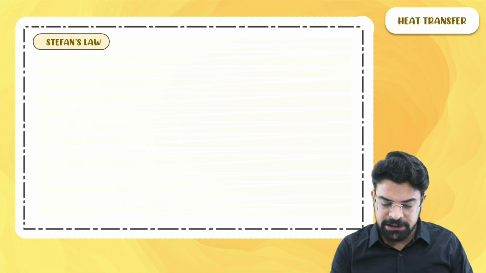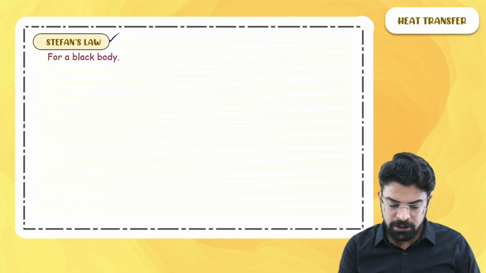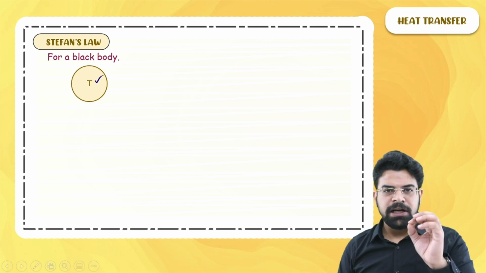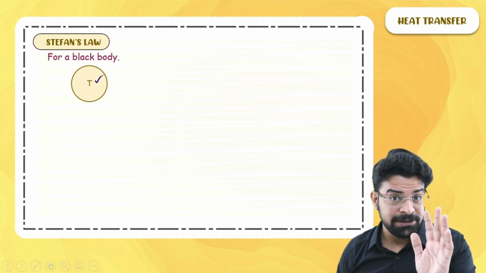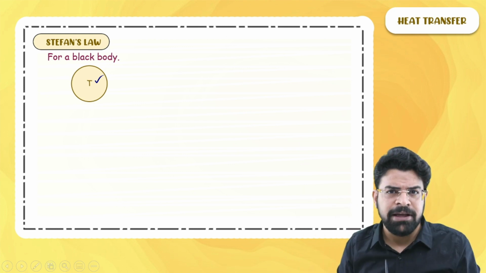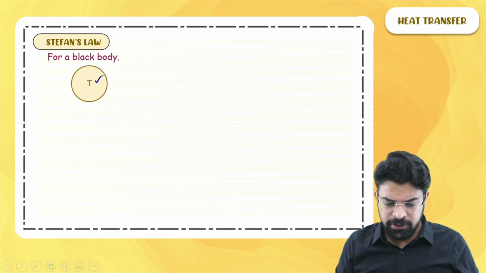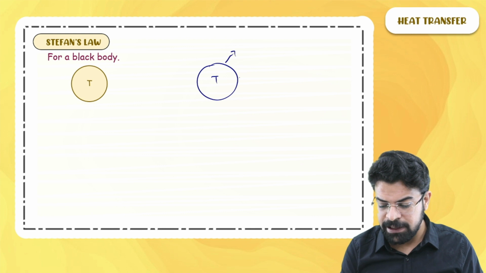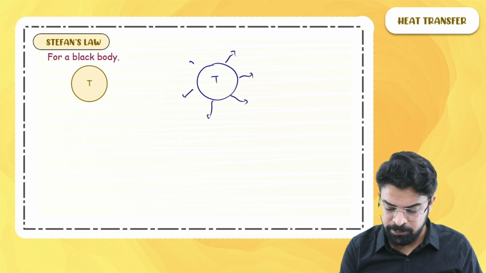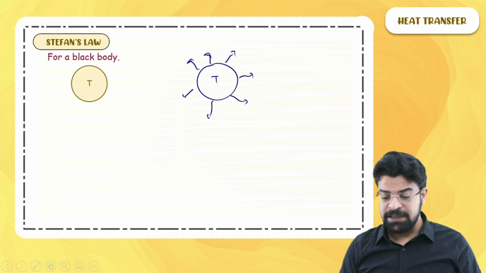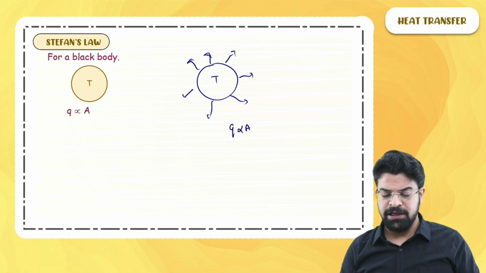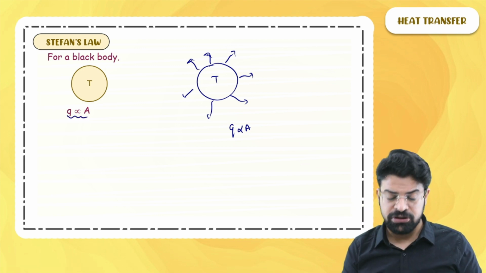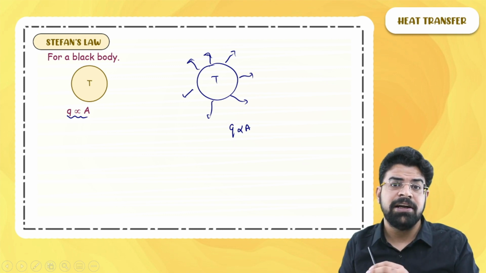So let's start learning Stefan's law. Assume a black body at temperature T. We know that every object above 0 Kelvin radiates, it gives out energy in the form of EM waves. So does the black body. Now, if you have a black body at temperature T, then the heat radiated in the form of EM waves by this particular black body is directly proportional to the surface area of the black body. So if you double the surface area, the heat radiated becomes double. If you triple the surface area, the heat radiated becomes triple.